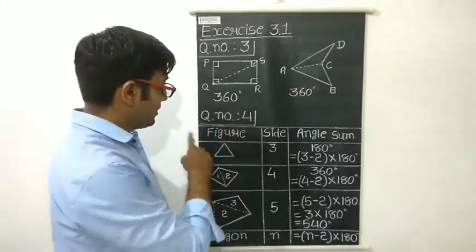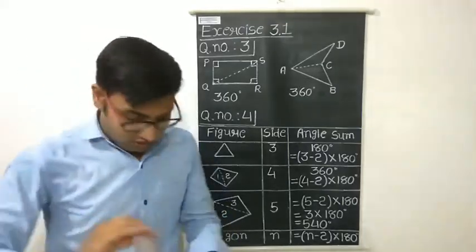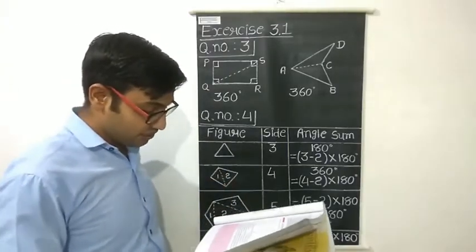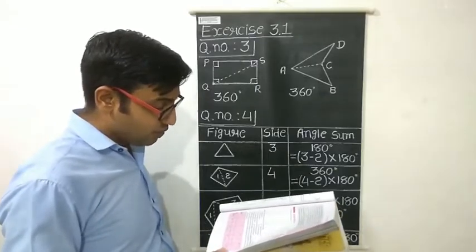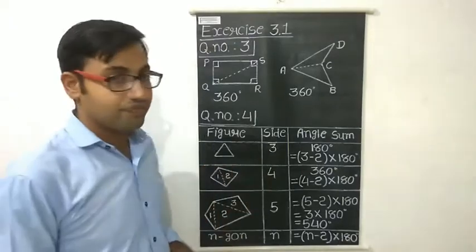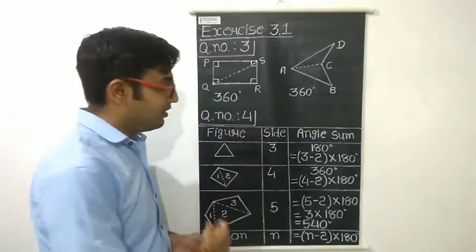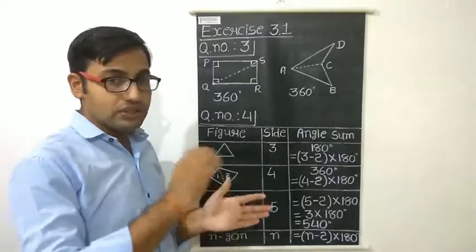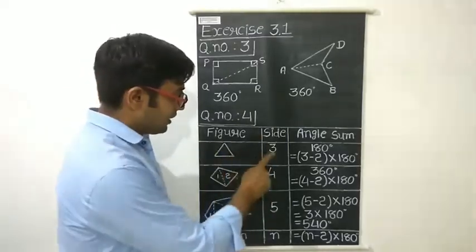Okay, so now let us study question number 4. What is given in question number 4? Examine the table. One table is given in the question. Each figure is divided into triangles and the sum of the angles is deduced from that. So here we have to understand this table. The first column is the figure, the second column is the sides, and the third is the angle sum. Angle sum means the sum of all the interior angles. So the first figure, we know that it is a triangle, it has 3 sides.